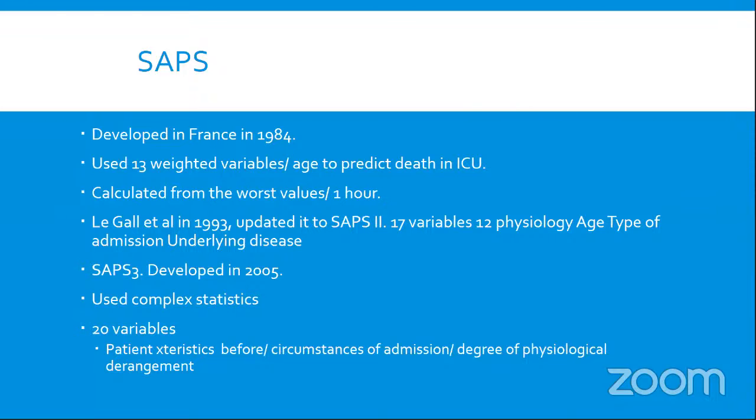Le Gall and colleagues developed this in 1984, and then re-evaluated it and made some adaptations, updating the original SAPS to SAPS 2. The first one used 13 weighted variables, then the update used 17 variables, with 12 physiological variables, age, and the type of admission, whether it's an emergency or elective admission.